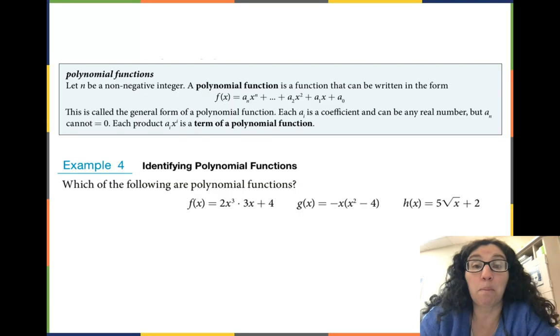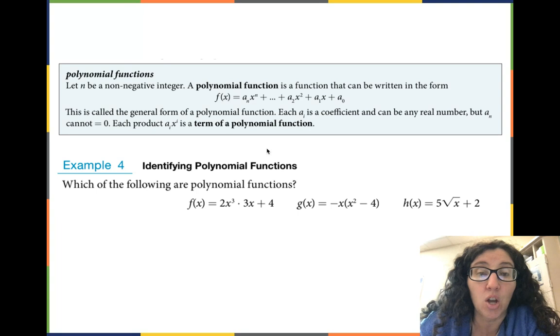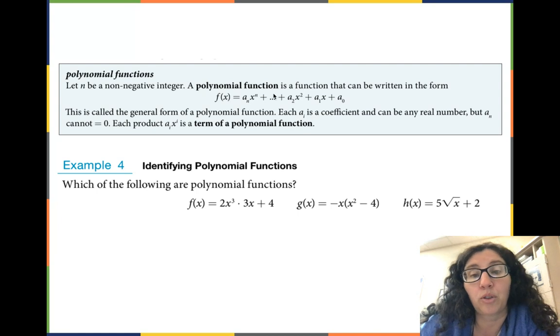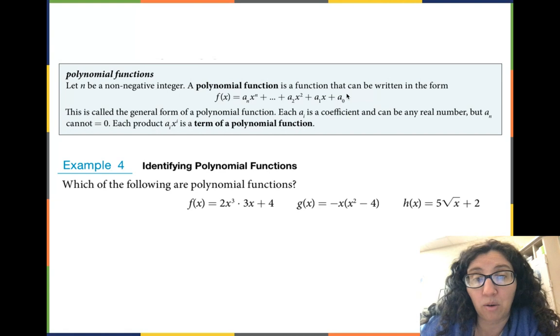Okay, so now let's talk about polynomials. So n is a non-negative integer, and a polynomial function is a function that can be written in this form. Okay, it's got all these terms added together, and each term has some coefficient, and then x raised to that power, and those powers just go down, right? So if this was a fourth degree polynomial, then we'd have a fourth term, a cubed term, a squared term, of x to the 1 power and x to the 0 power.